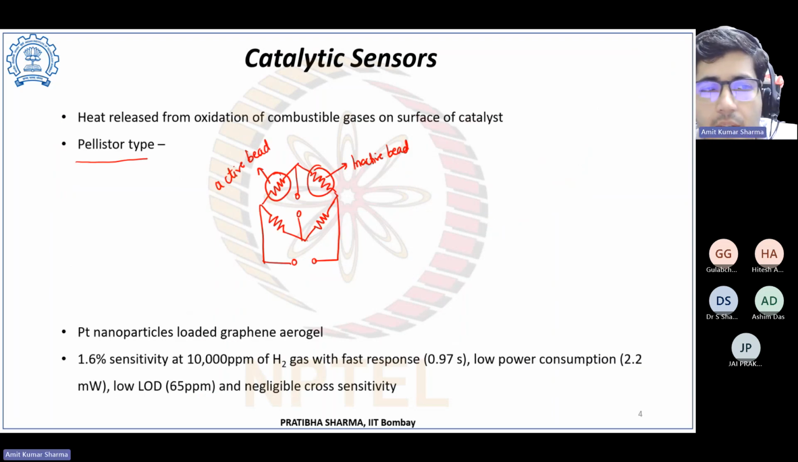Now in the catalytic sensor, the heat released from the oxidation of combustible gases on the surface of a catalyst is used to measure the hydrogen concentration. It's a pellistor type. So platinum nanoparticle-loaded graphene aerogel can give a very fast response, you can say 0.97 second, low power consumption, and negligible cross sensitivity.